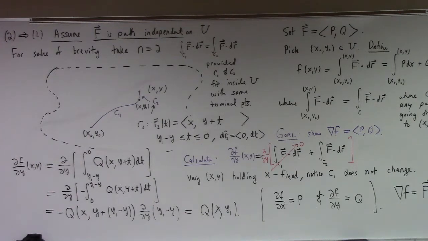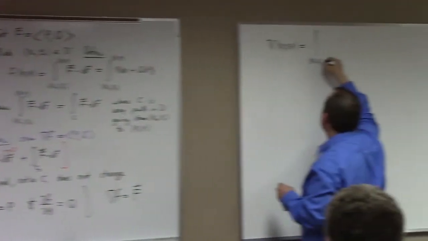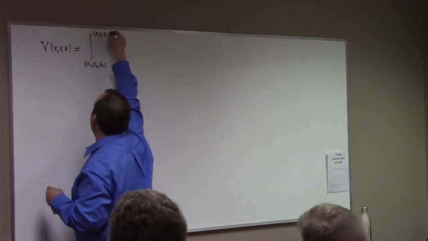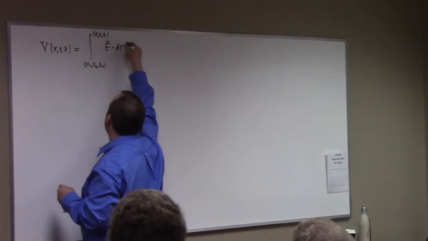So here's an example of this. If we take V of x, y, z, the integral from your reference point x naught, y naught, z naught to the point x, y, z of the electric field dot dr. Do you recognize this formula?